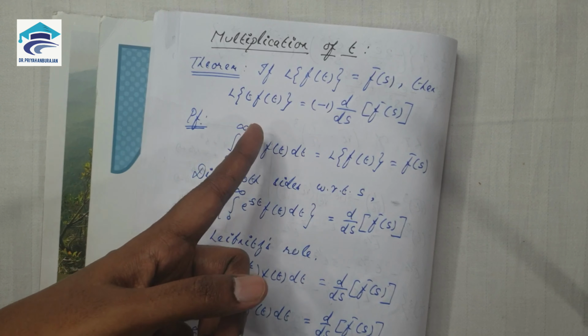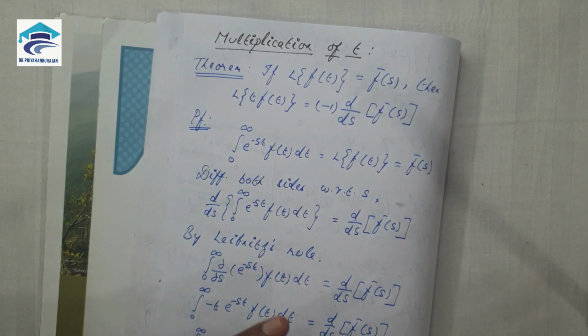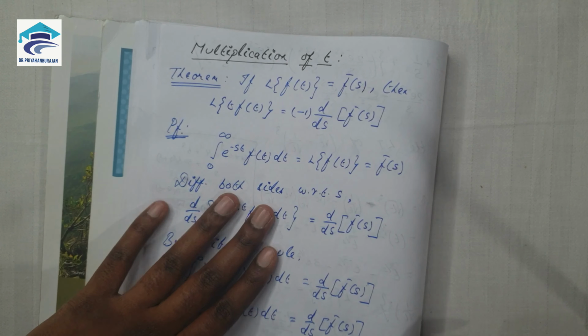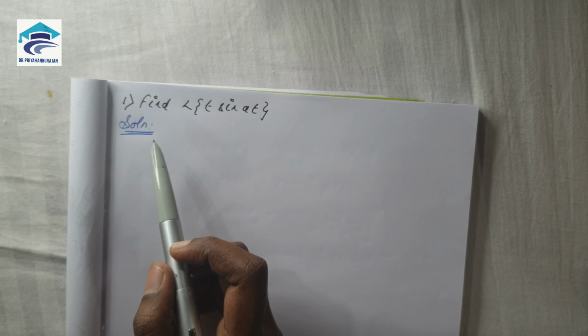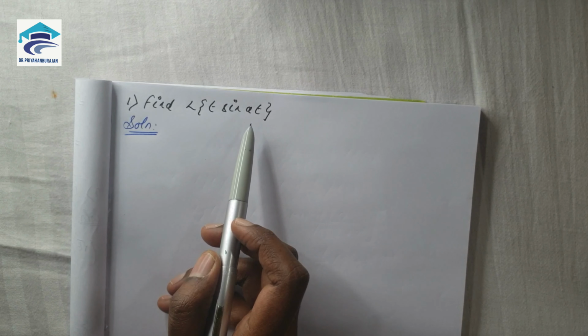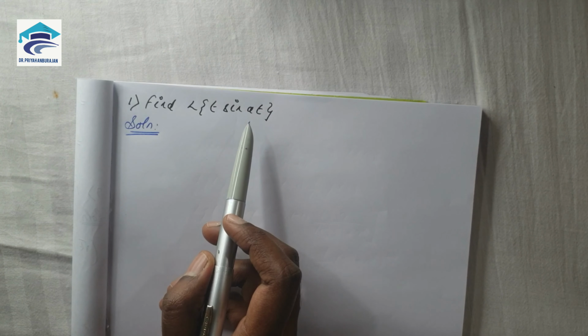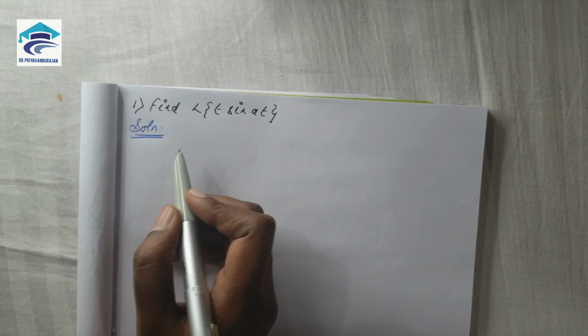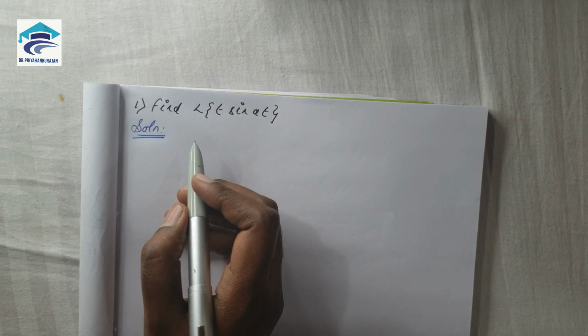Even though you have a formula for this, it is better to use the shifting theorem because that is very simple. So anyway, we'll be solving one problem using this formula. Now let us see an example for the theorem. This is to find L of t into sin at. We have already seen this problem using shifting theorem, and that method will be easier than this. But anyway, we'll see this as an example.